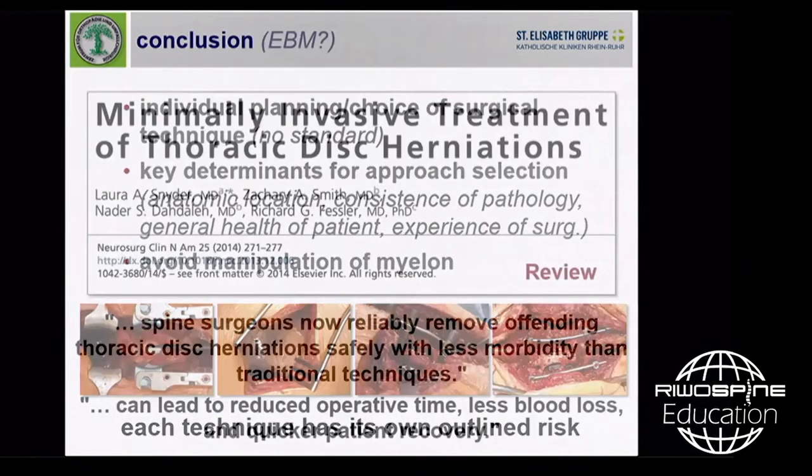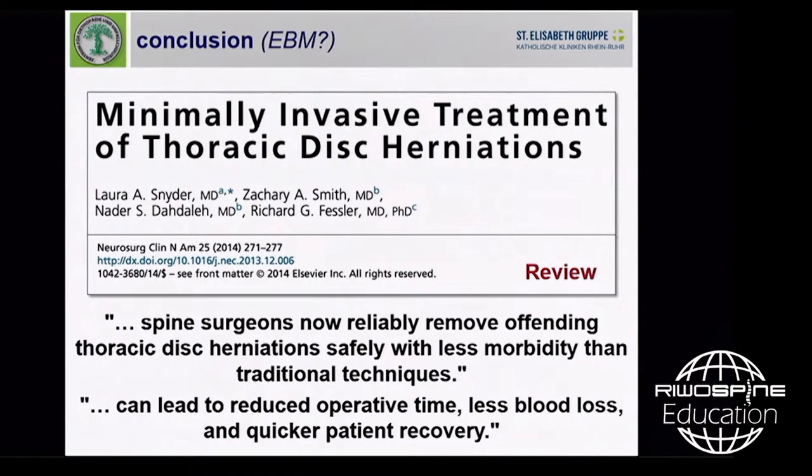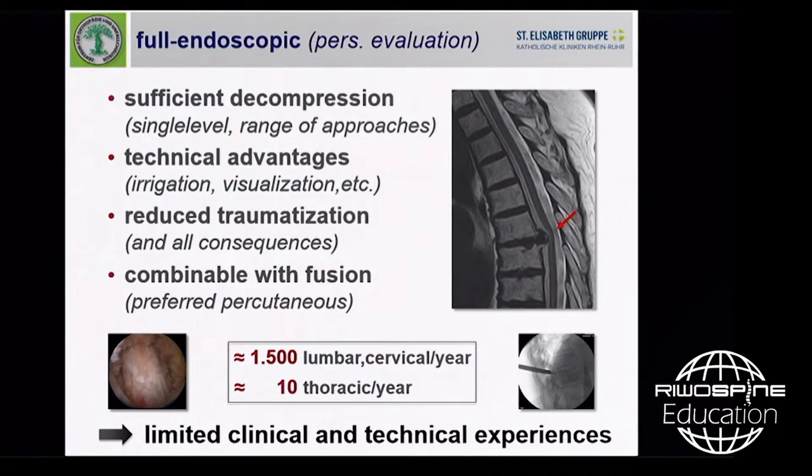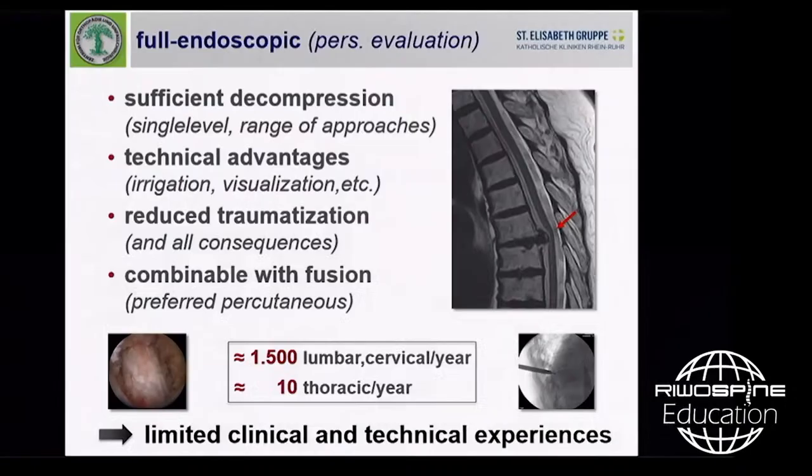We also have more and more reviews and data in the literature showing that we can avoid some things when we work at the thoracic spine with MIS techniques. We can say that with the full endoscopic technique, sufficient decompression is possible, but we use it only in single level pathologies. We have some technical advantages, of course, with the irrigation and the visualization, the 25-degree system, so we can work and look underneath the thoracic myelin. We have the same advantage as in the cervical spine. We definitely have reduced traumatization.